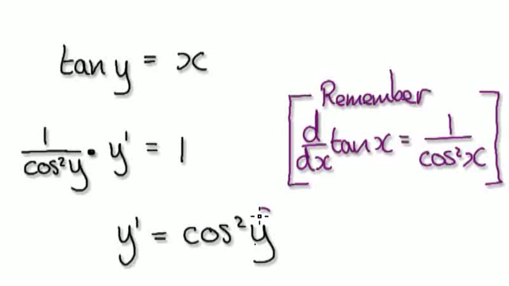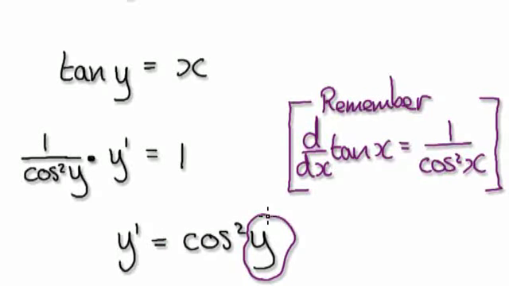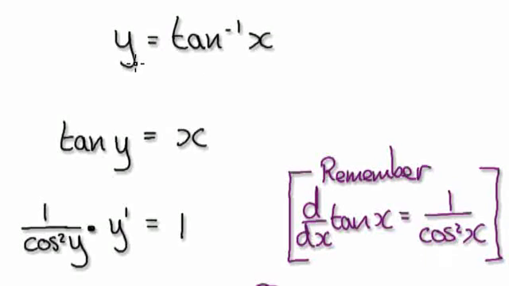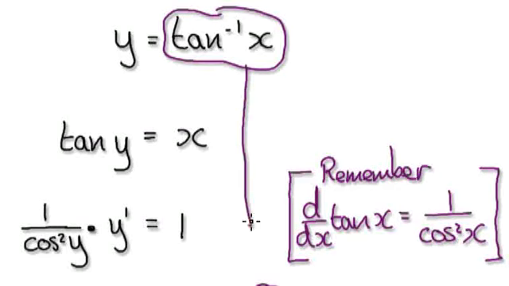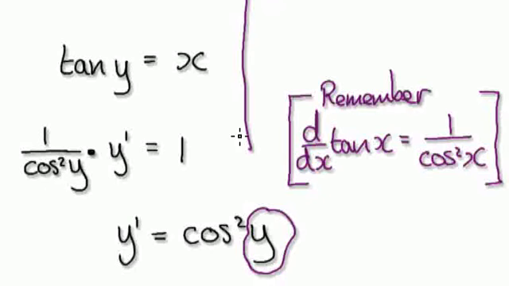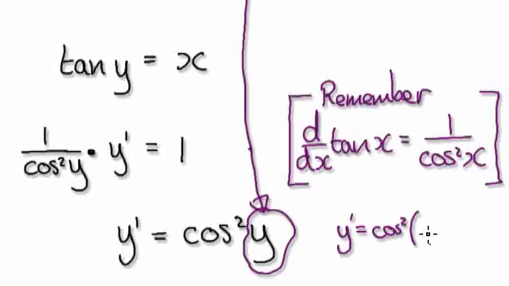But the thing is, the answer here is in terms of y. We don't want the answer in terms of y. Well, y equals this thing here. We could put this into here, and that will give us the answer: y prime equals cos squared of inverse tan of x.